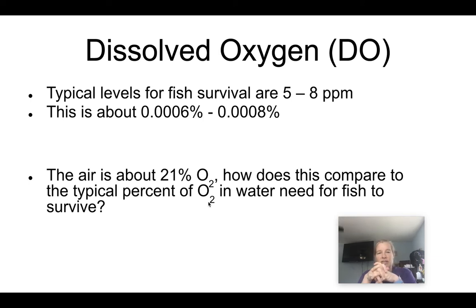This is about 0.0005% to 0.0008%. So you can see there's a huge difference. Fish are able to live because they have gills and they have a totally separate way of getting and using oxygen for aerobic respiration. That's what they need the oxygen for. It's a reactant in aerobic respiration. But dissolved oxygen levels in water are very low compared to what's in the air.